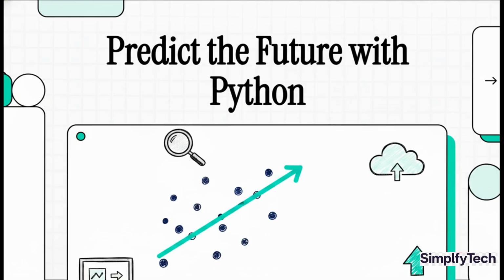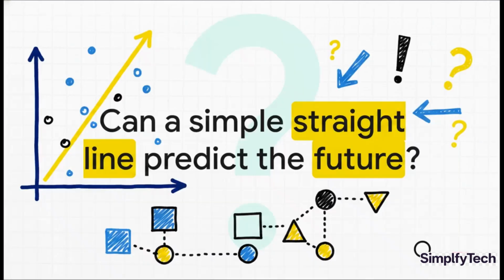Welcome to The Explainer. Today, we're diving into something really cool: how to predict the future using one of machine learning's most powerful, fundamental tools. We're going to take simple data and turn it into a real forecasting engine, all with just a few lines of Python. I know it sounds a little bit like science fiction, right?